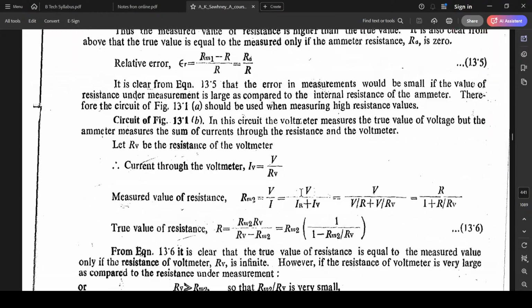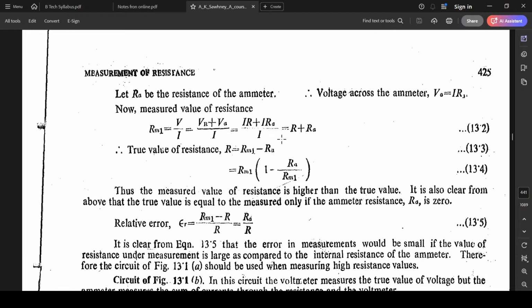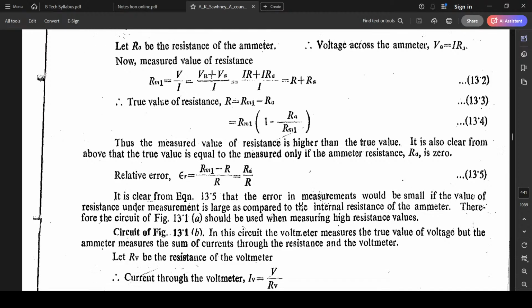So we got RM is this, and we put R plus RA. R plus RA minus RA cancels out. R plus RA is equal to RM, so R is equal to RM minus RA. Taking RM common, it is RM times 1 minus RA upon RM. And now it's talking about errors. Is the measured value of the resistance higher? Yes, it is higher. It is also clear from the above that the true value is equal to the measured only if the resistance is zero, yes.